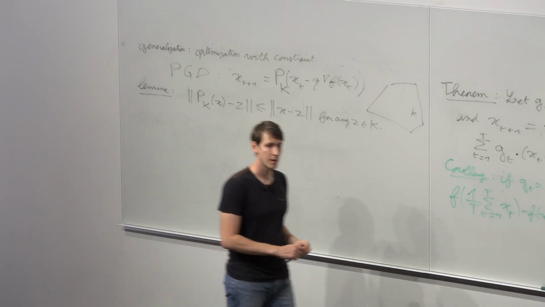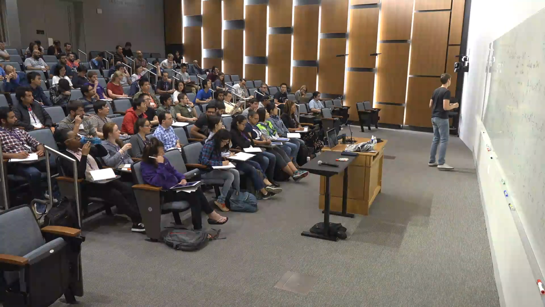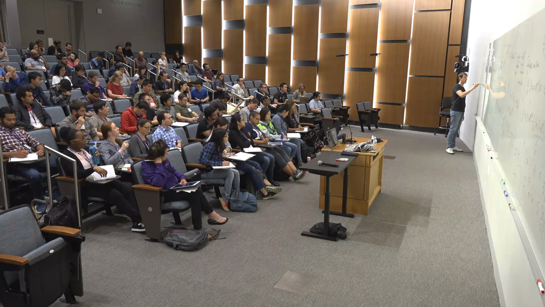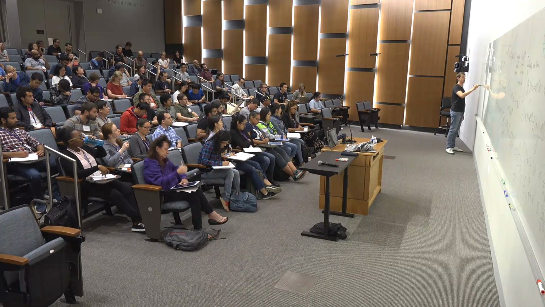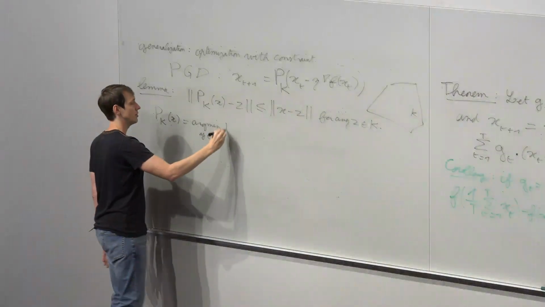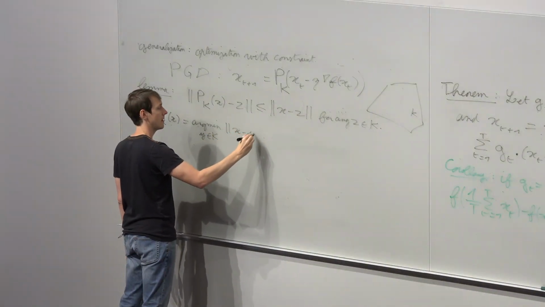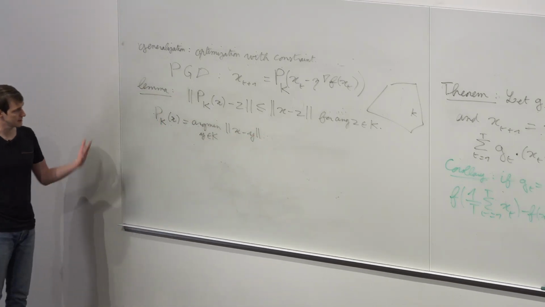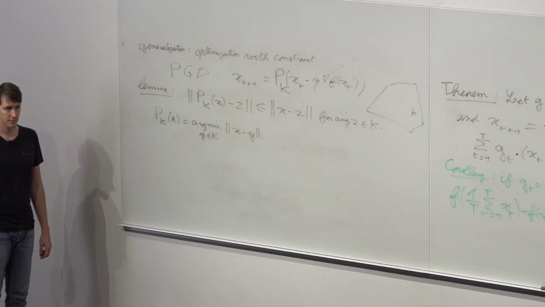Yes? Explain what you mean by the Euclidean projection. Yes, yes, yes. P_K of x is just the argmin over y in K of the norm of x minus y. Okay, it's just the closest point in my convex set to the argument x.